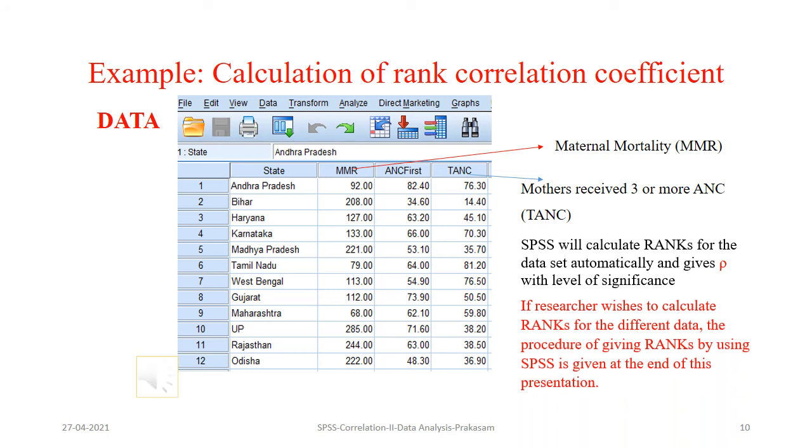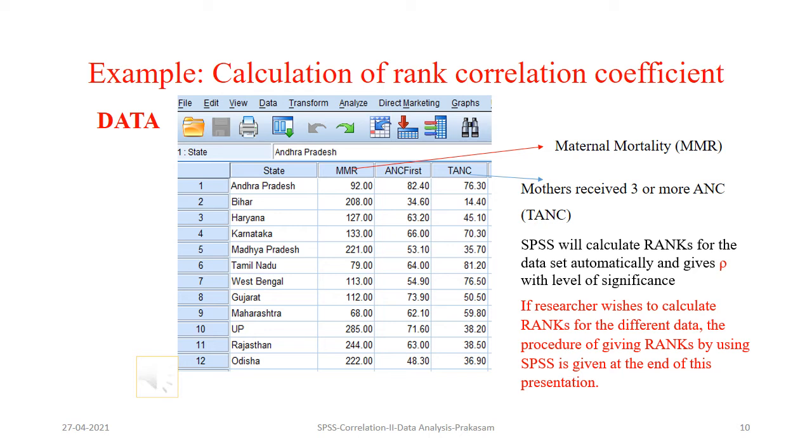We will illustrate the calculation of rank correlation by using the health program variables along with maternal mortality. That is, here we have taken the states, maternal mortality rate, and antenatal care first, and the total mothers who have received 3 or more antenatal care, that is the total one. Similarly, here we will show the SPSS procedure.